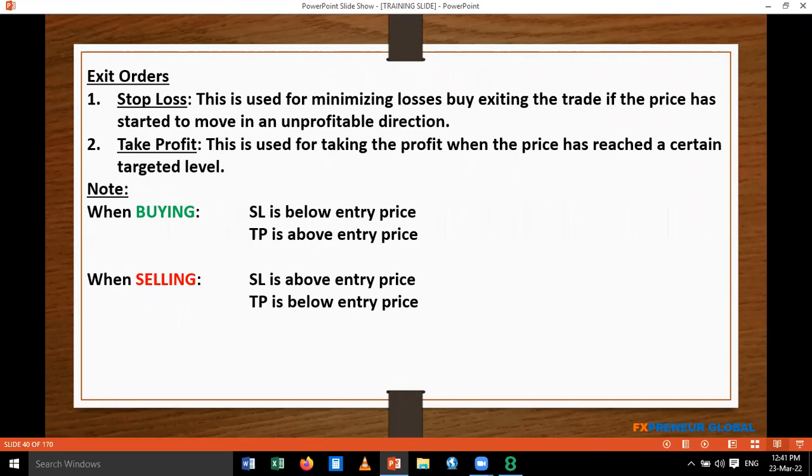Stop loss is used to minimize losses by exiting the trade if the price has started to move in an unprofitable direction. Take profit is used for taking the profit when the price has reached a certain targeted level. Like I said on the first day, these are features of the MT4 that enable you to exit the trade either at a limited loss or at a point of targeted profit.